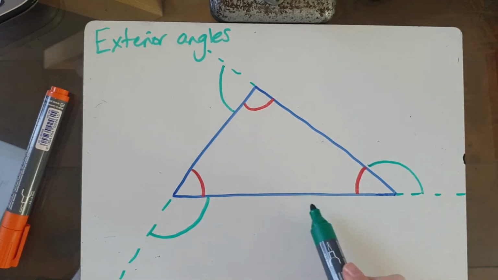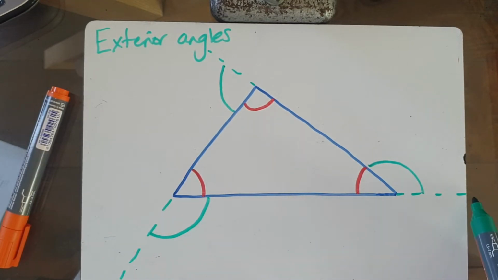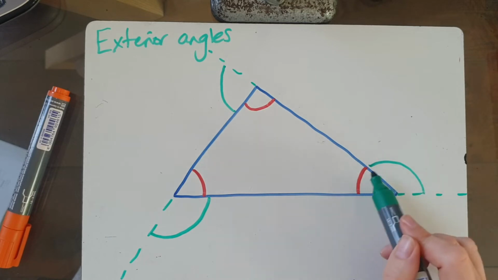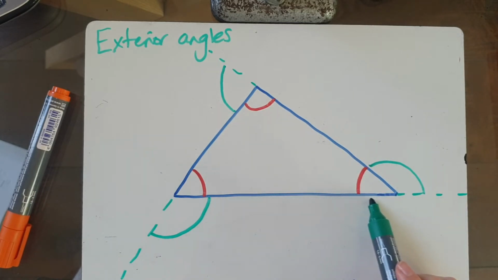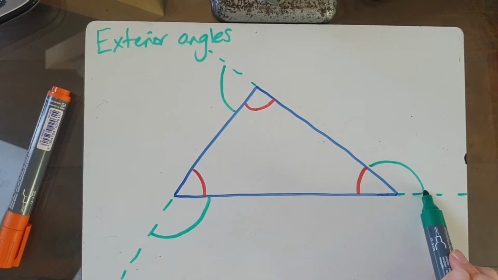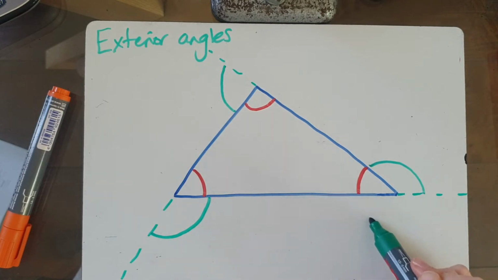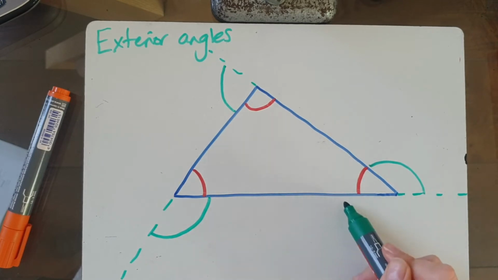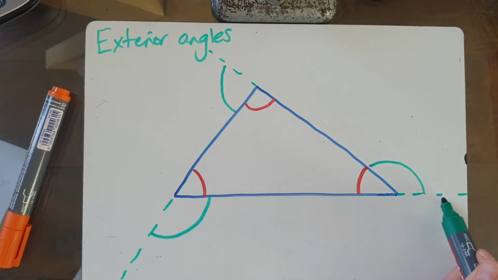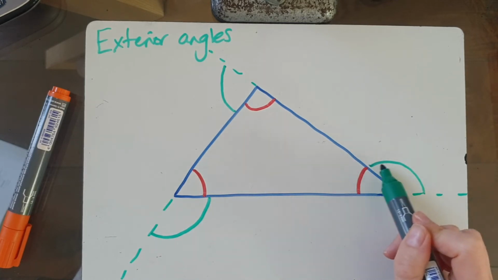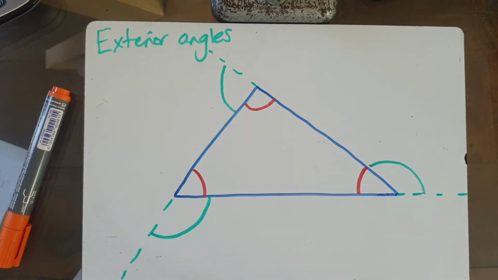So we find the exterior angle by extending one of the sides, and the exterior angle is the angle that is made by extending that side and the other side. So I extend this side and I find the angle that makes with the other side at that point. I don't care about the angle that it makes with the line I've extended because that will always be 180 degrees. So extend one of the lines and find the angle that makes with the other side at that point. That is your exterior angle.